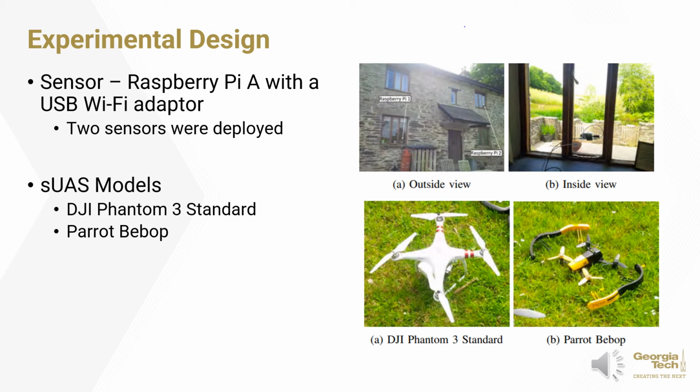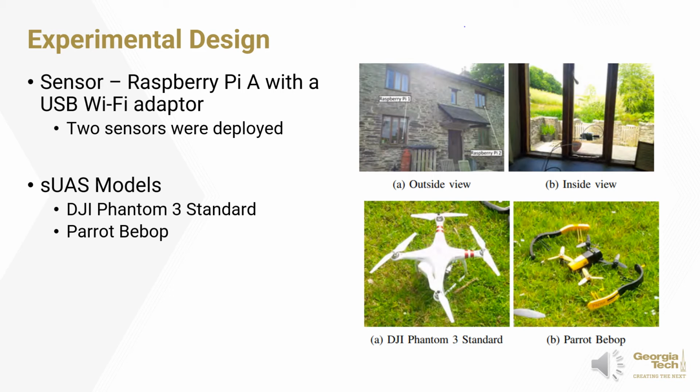Now that we've defined our detection algorithm, let's move on to the experimental design. First, we have the sensors, which are going to be a Raspberry Pi A with a USB Wi-Fi adapter, and there will be 2 sensors deployed. The first sensor will be deployed at the lower window of this individual's house, and the upper sensor will be deployed at a higher window. As you can see, there's an outside view and inside view of how the sensors are laid out.